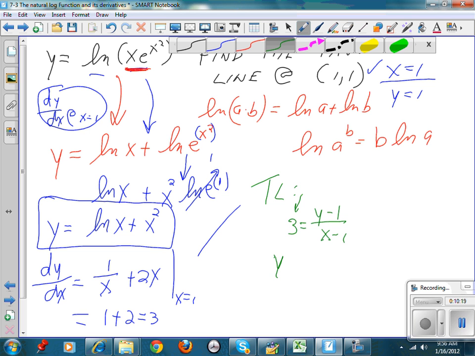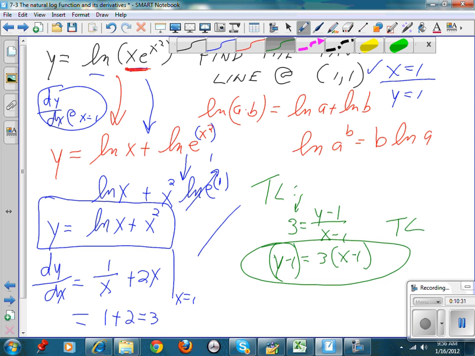If you said y minus 1, I multiply both sides by x minus 1 is equal to 3 x minus 1. You could stop right there. Tangent line. Stop right there. You don't need to multiply these out. You don't need to give this as y equals mx plus b. This is perfectly acceptable. Okay, let's continue.